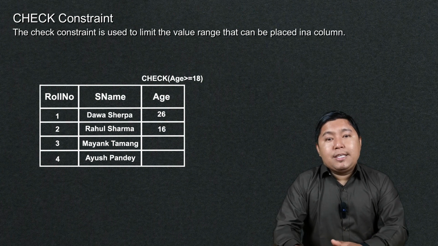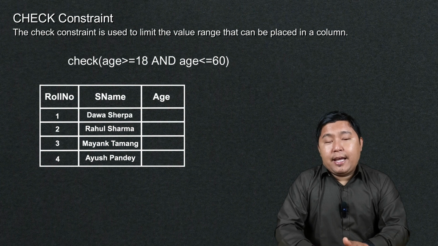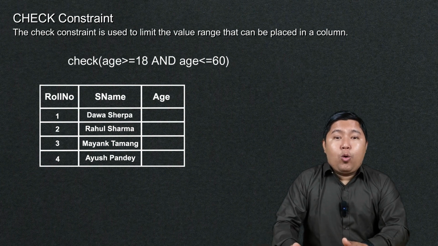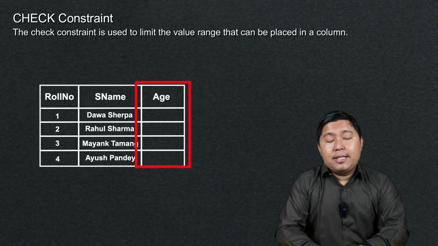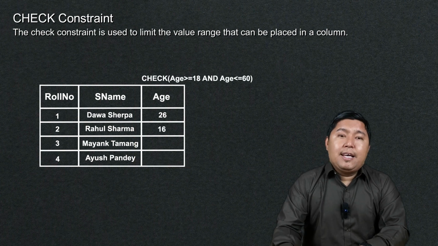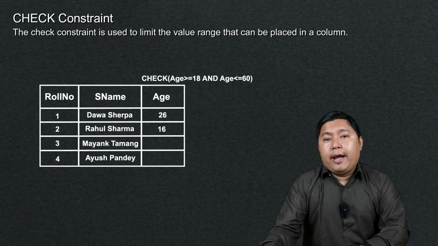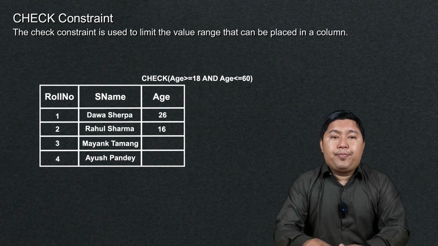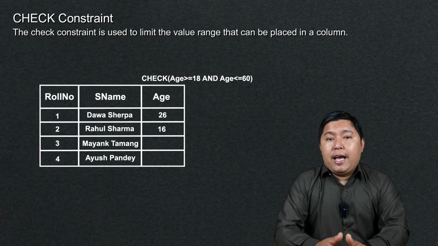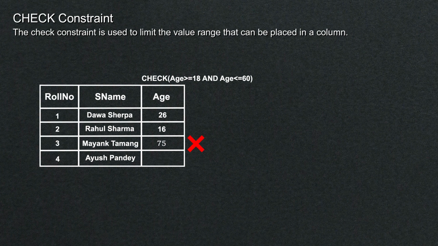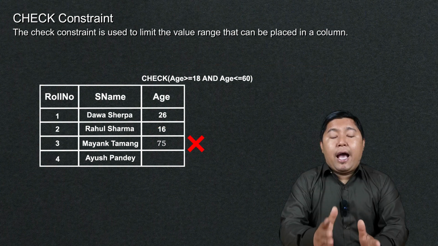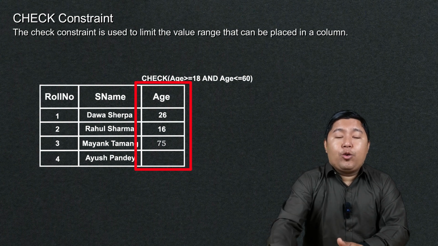Here we will give one more condition: whose age is greater than 18 and whose age is less than 60. Only that value will be inserted into this column, otherwise not. Then the given condition: check age is greater than equal to 18 and age less than equal to 60. Now if any user enters greater than 60, then this value will not be inserted. Why? Because a value greater than 60 will not satisfy this condition. You have to enter the value according to this condition.